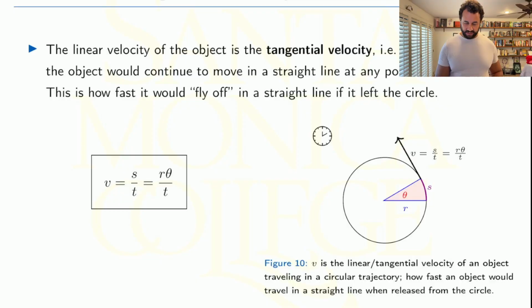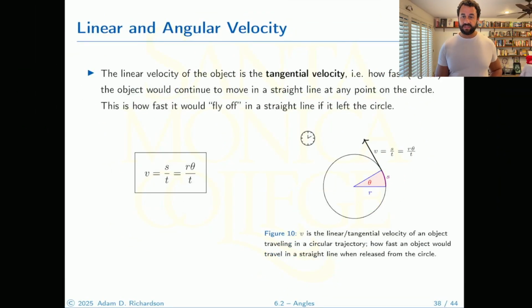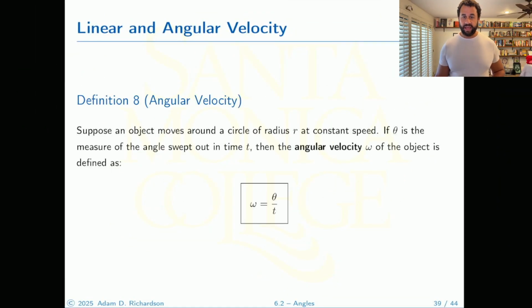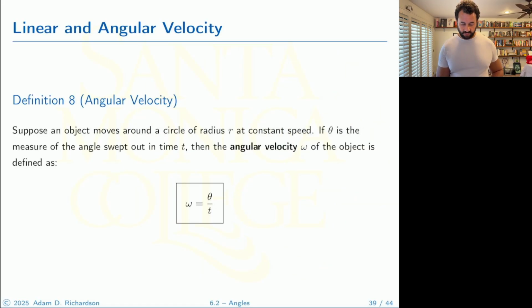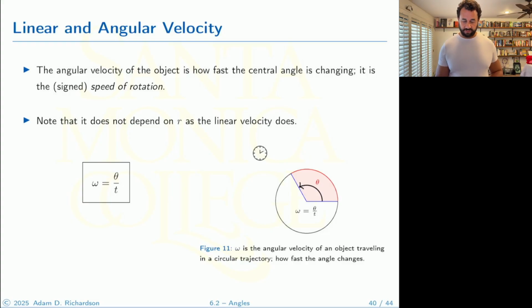Okay, now let's compare that to angular velocity, which is not the same thing. Angular velocity is this. You still have an object moving around a circle of radius r at constant speed. If theta is the measure of the angle swept out in time t, then the angular velocity, omega, is theta divided by t. Let's get some intuition for this one too.